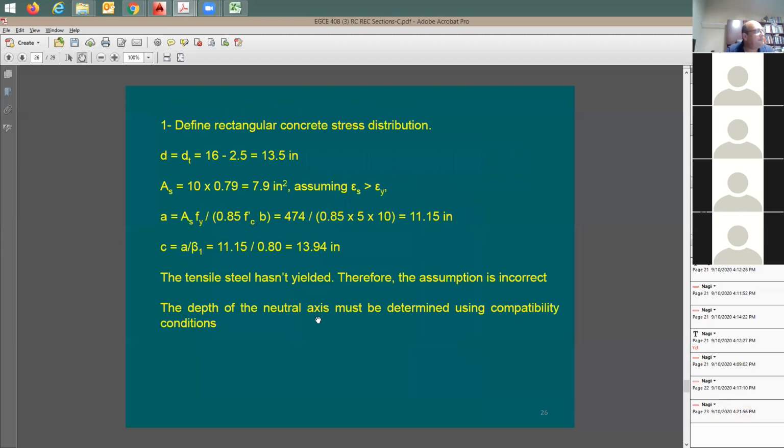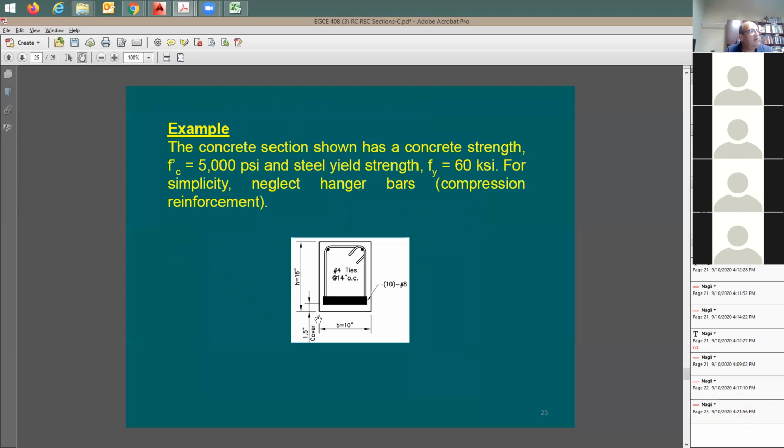Another example here. I have taken the same concrete section.